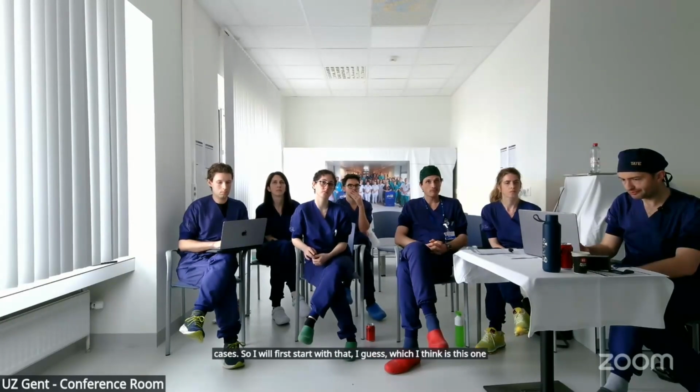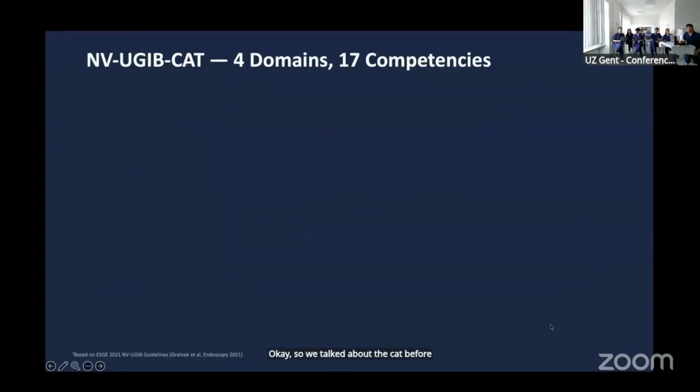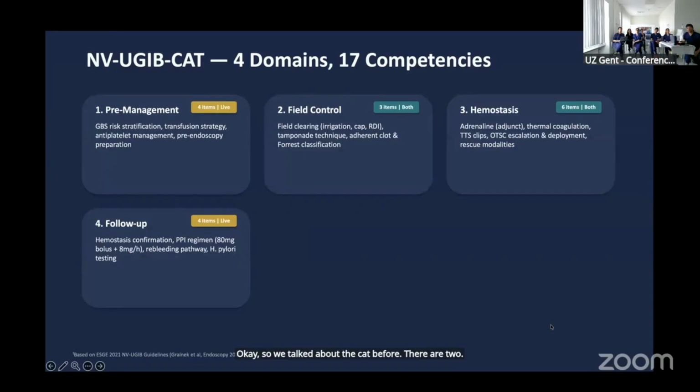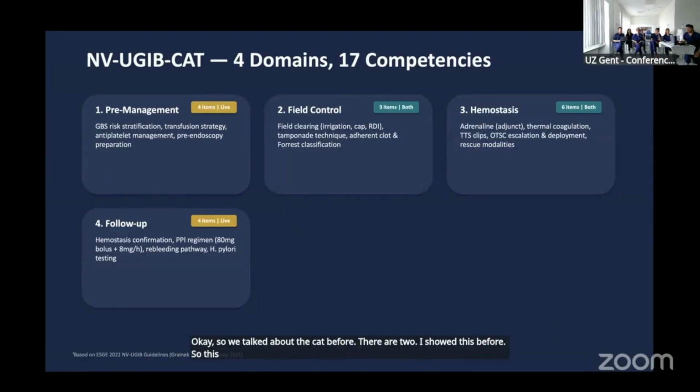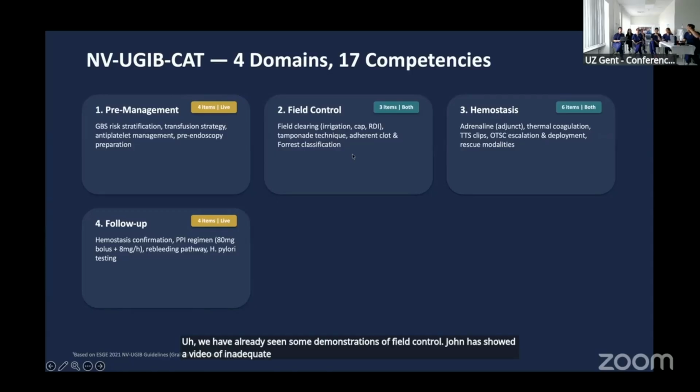Yeah, okay. So we talked about the CAT before. There are two. I showed this before. So this is the Non-Variceal Upper GI Bleed CAT. We have already seen some demonstrations of field control. John has showed a video of inadequate field control during a heater probe procedure or a gold probe procedure.